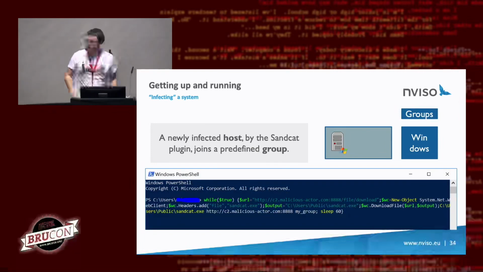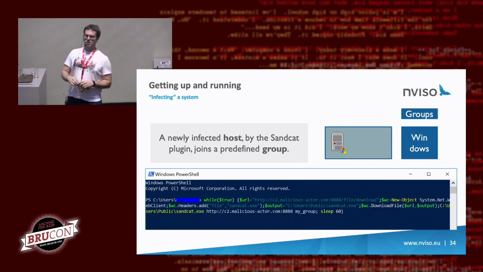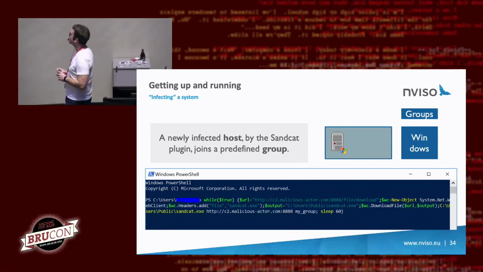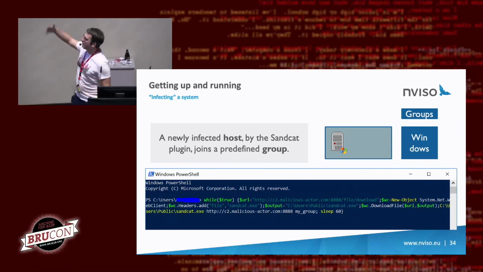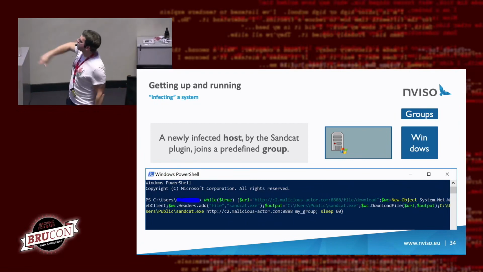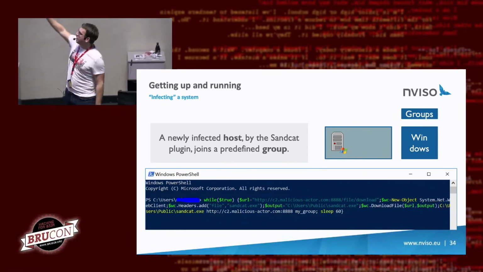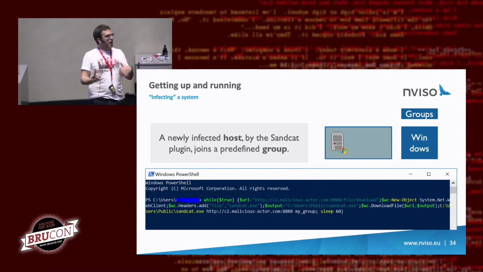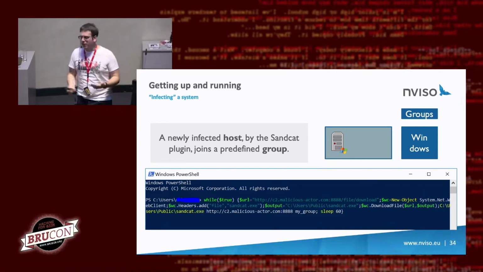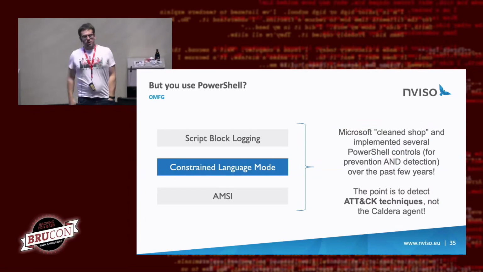So how do you get it up and running? Straightforward, just run this PowerShell command. I'm just running this PowerShell command to get a sandcat.exe running, which is my executable, and then it connects back to, of course, a certain endpoint, which in this case is c2.malicious-actor.com port 888. You can even specify the groups that it should join, because you can add multiple groups to split up certain systems into different groups that you want to treat differently in Caldera. Pretty straightforward. You use PowerShell.